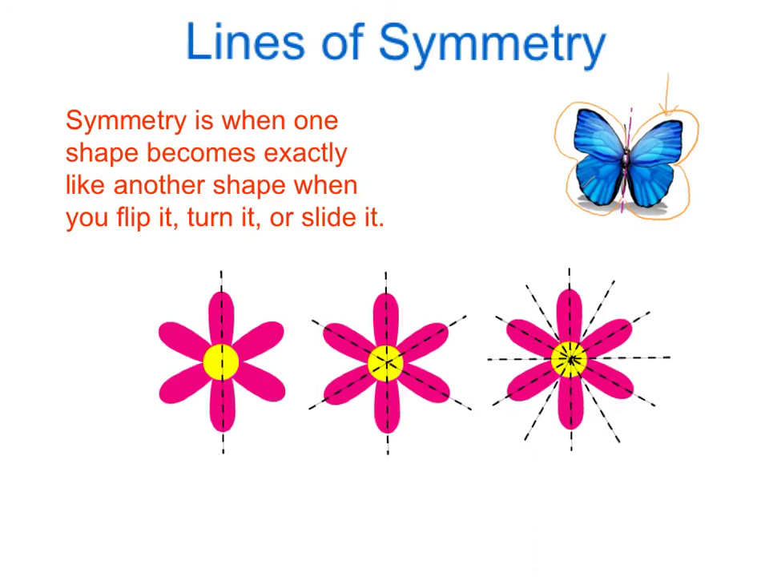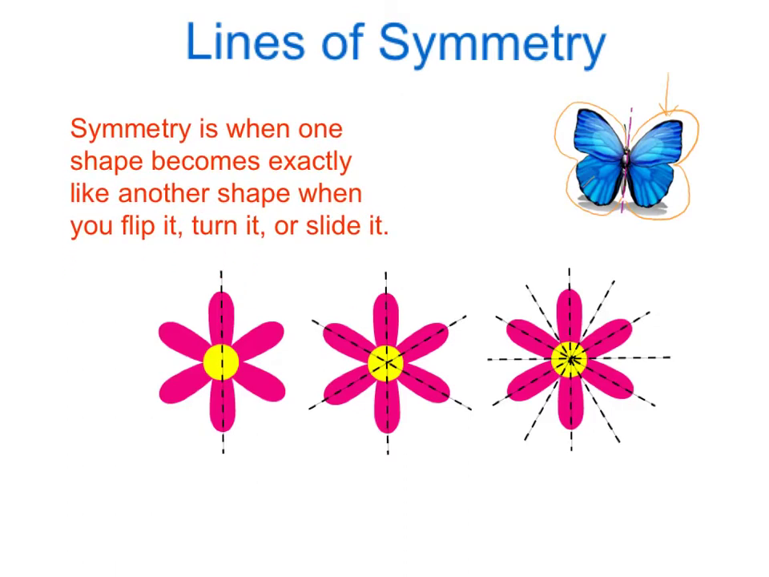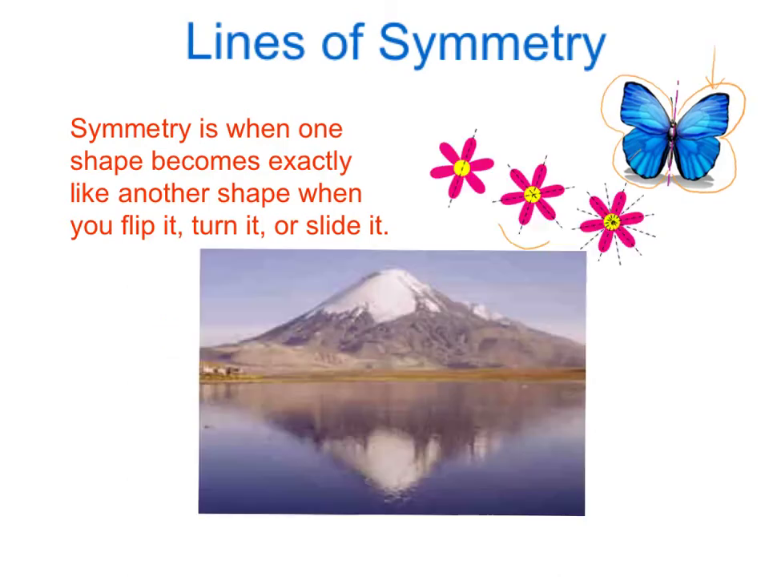This flower has multiple lines of symmetry. If you notice, these black dotted lines make it have a line of symmetry down that side of the flower, but then everywhere there is a black line, that is a line of symmetry. So there are actually quite a few lines of symmetry in this shape. Some shapes have more than others.